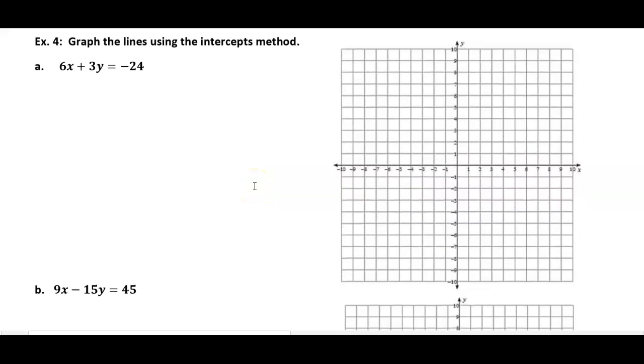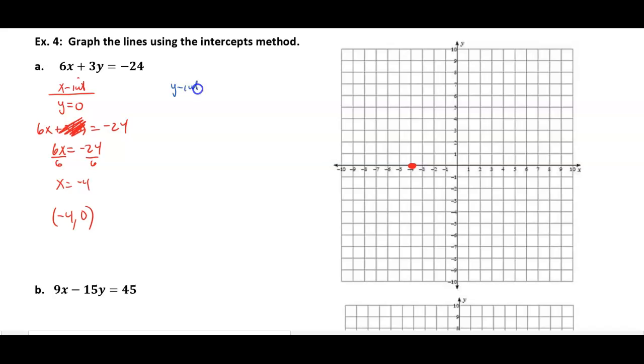Now, how do we graph these? Well, does this one pass the test? I'm going to tell you yes, it does. So right away, I'm going to go ahead and find the x-intercept. How do I do that? Let y equal 0. So 6x plus 3 times 0 equals negative 24. This eliminates. 3 times 0 is 0. 6x equals negative 24. X equals negative 4. What's my x coordinate? Negative 4. What is y? 0. There's 1 point.